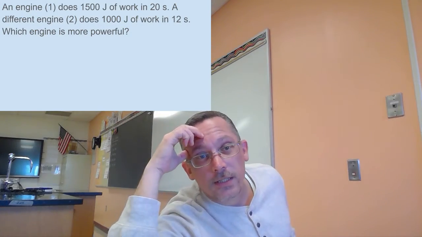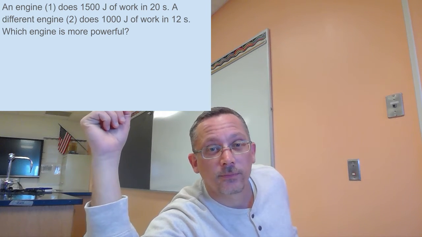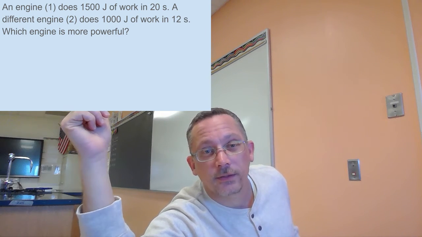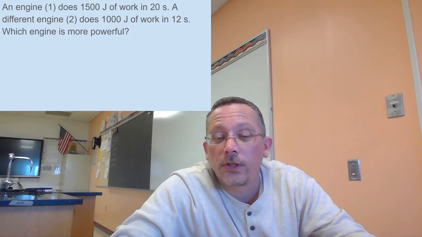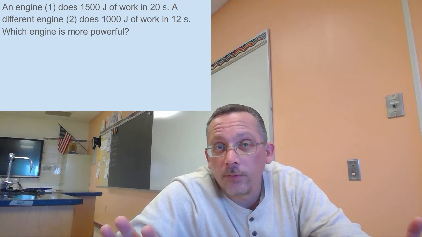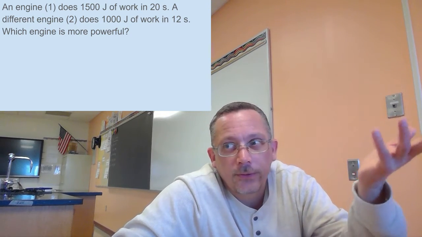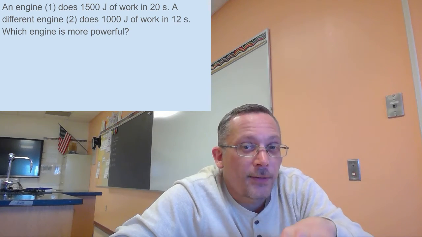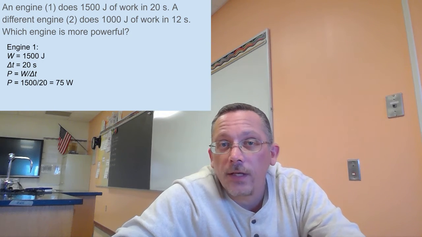Okay, first example here. It says an engine number 1 does 1,500 joules of work in 20 seconds. A different engine, number 2, does 1,000 joules of work in 12 seconds. Which engine is more powerful? Okay, so they told us the work here for both engines. So what we'll do is two problems. We'll calculate the power for each of those two engines, and then we'll compare them and see which one is more. The first engine did 1,500 joules of work in 20 seconds. So I'm going to use my power equation, P equals W over time, and I'll divide the work by the time and see what the power is.